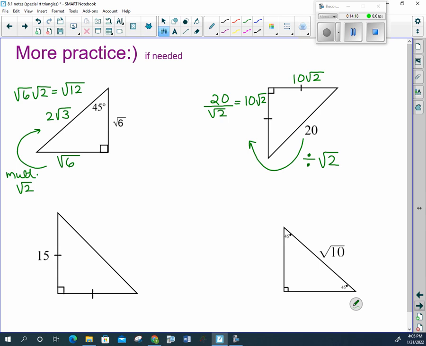Down here, 15 and 15 for my legs. I'm going to the hypotenuse, so that means I'm going to multiply by the square root of 2. So my answer is 15 square root of 2.